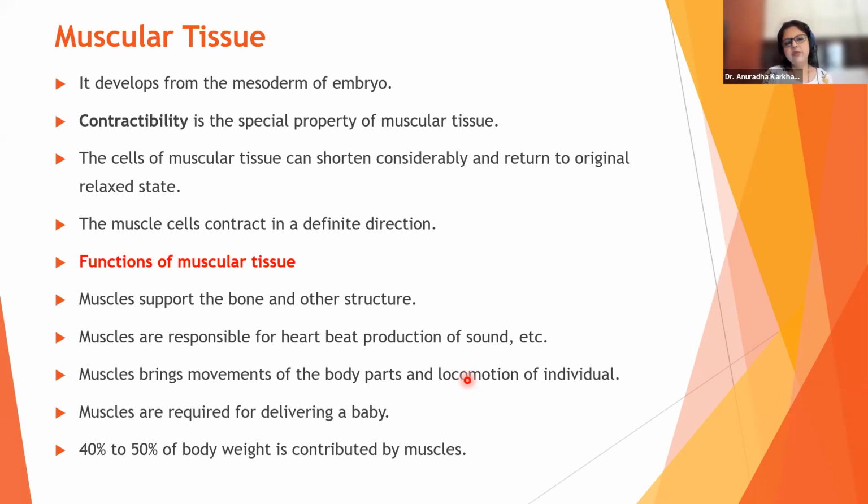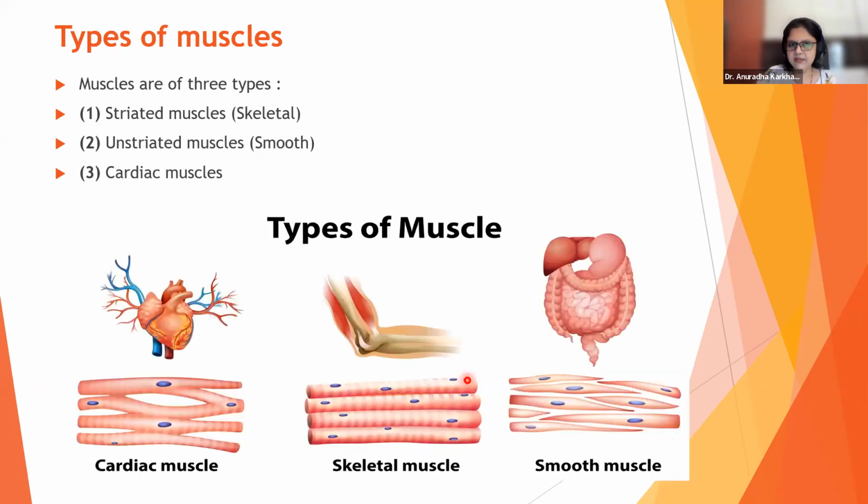Functions of muscular tissue: to support bone and other structures. They are responsible for heartbeat, production of the sound, etc. Muscles bring movement of the body के अलग-अलग parts. It helps in locomotion as well. Muscles are required for delivering a baby. Without the muscular contraction, expulsion of the baby is not possible. The parturition act requires tremendous muscle contractions. Okay, 40 to 50% of the total body weight is contributed by the muscles.